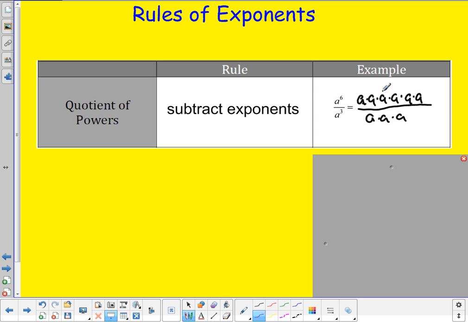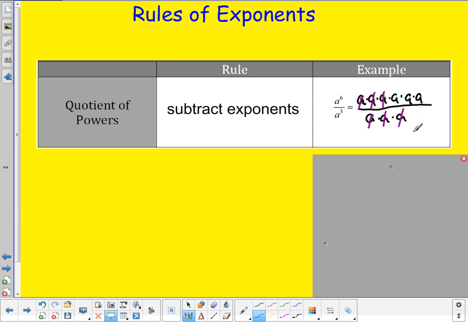Now, we all are familiar with this fact: any number that we divide by itself is 1. 3 divided by 3 is 1. 6 divided by 6 is 1, whatever. So a divided by a also fits into that. A divided by a is 1, and these can go away. Here's another a divided by a, and here's another a divided by a.